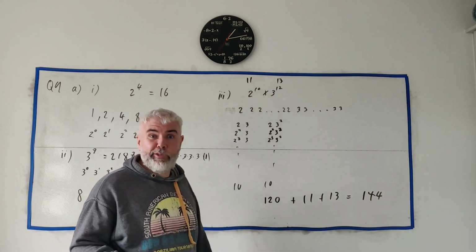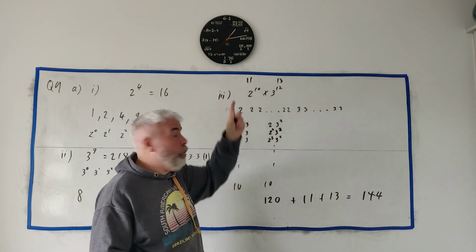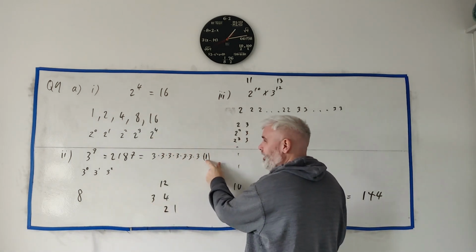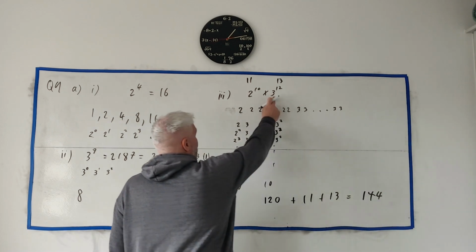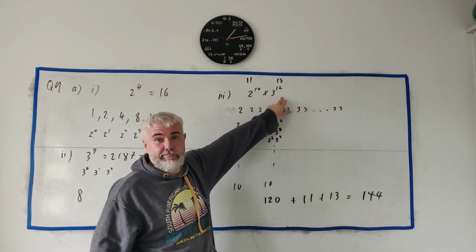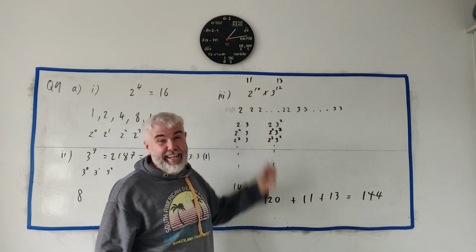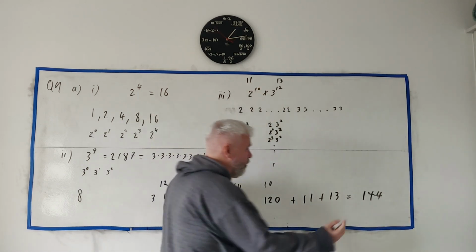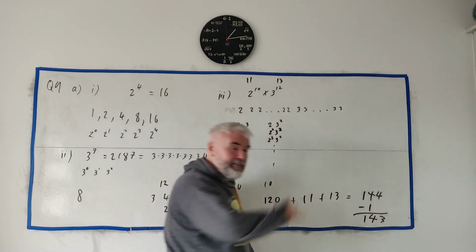I've used the same number twice. These 11 factors, one of them was the 1. Remember that sneaky 1 we added on? That 2 to the power 0 we added on. And then 3 to the power 0. They're the same thing. 2 to the power 0 and 3 to the power 0 are both 1. I counted the same factor twice up there. So the real answer is, take 1 away, and it's 143. That's the answer to this part.